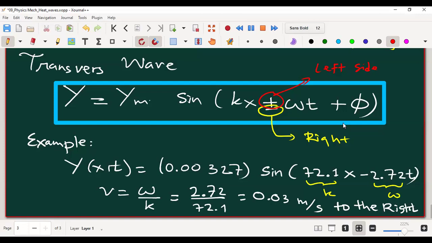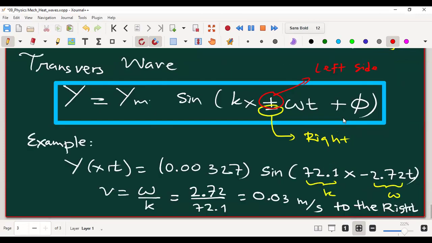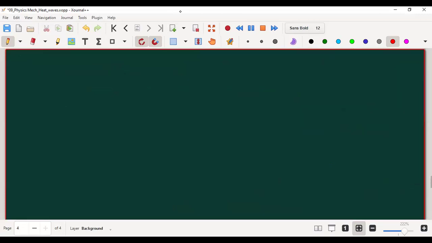Okay. Any question for this one? No, right? Okay. If no question, we will continue to transverse velocity and transverse acceleration.